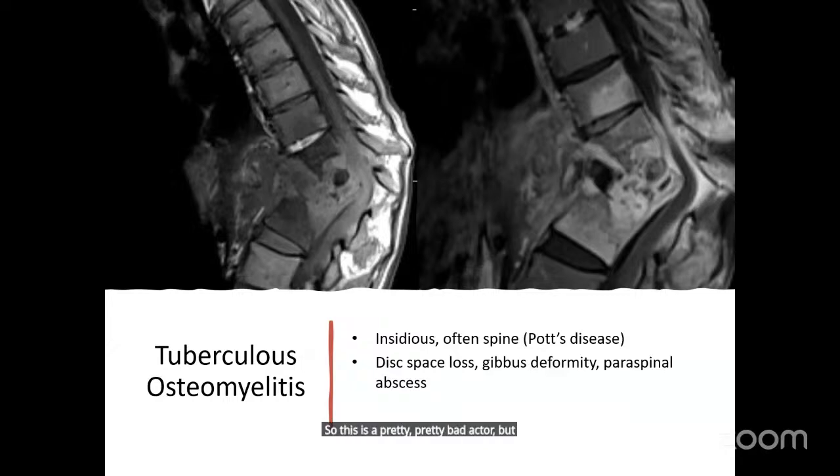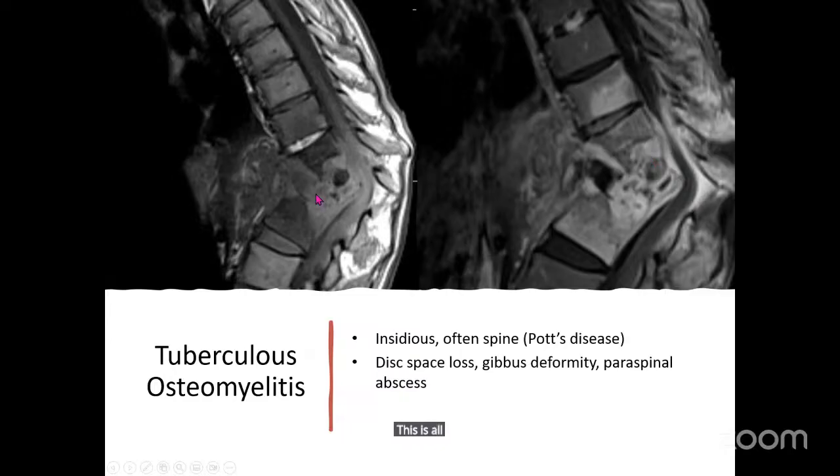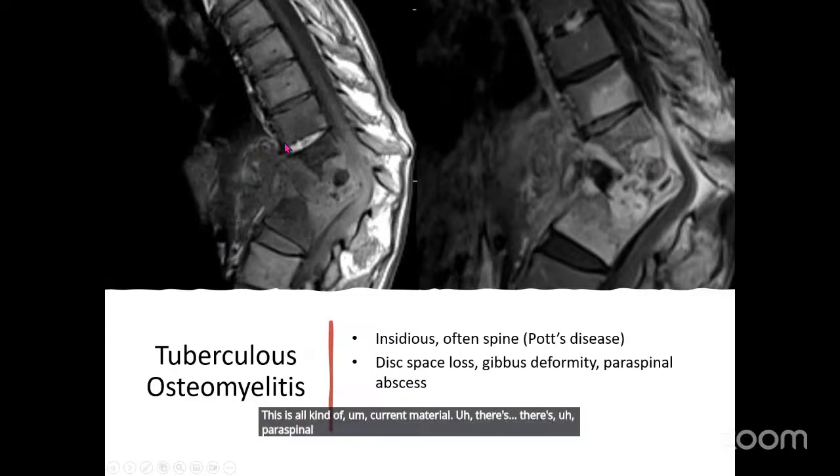But you can see in this case that there are pathologic fractures of these vertebral bodies. There's fragmentation. This is all kind of purulent material. There's perispinal involvement. This is going anteriorly outside the joint. There's involvement of the spinal canal. I mean, this is a very serious case, and like I said, unfortunately, they just go undetected for too long sometimes.